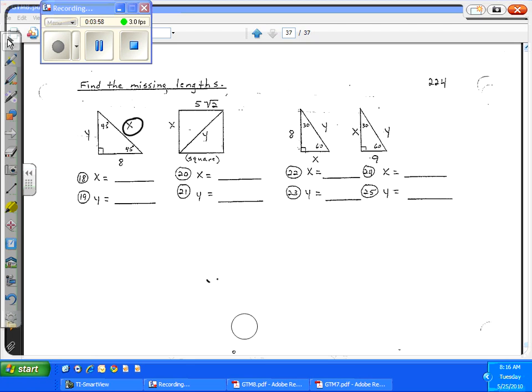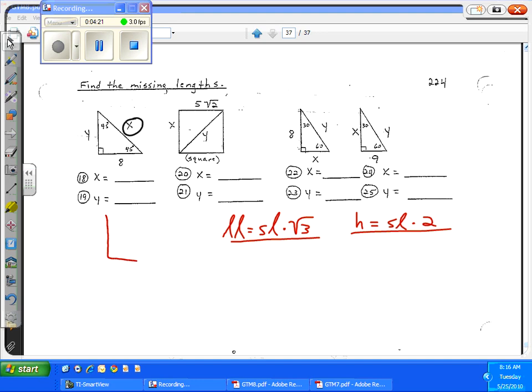22 through 25 is using the 30, 60, 90 triangle formulas. In the 30, 60, 90 triangle, the long leg is equal to short leg times the square root of 3, and the length of the hypotenuse is equal to the length of the short leg times 2. The ratios in a 30, 60, 90 triangle is 1 to 2 to the square root of 3, where the short leg number is 1, the hypotenuse number is 2, and the long leg number is the square root of 3.